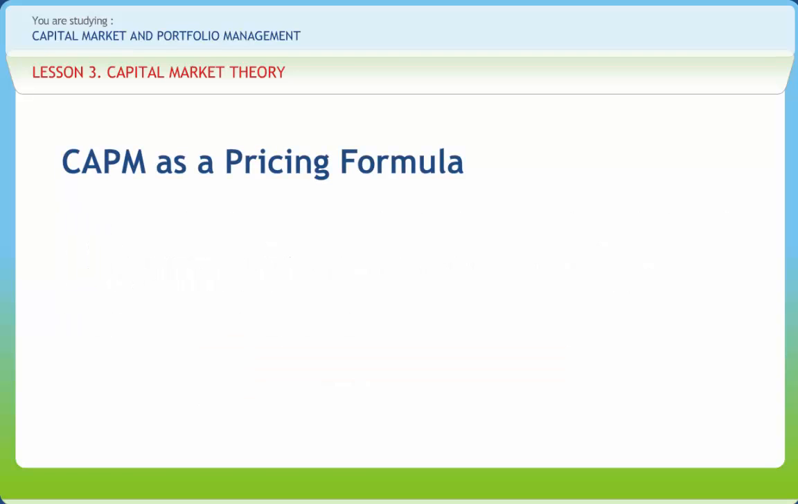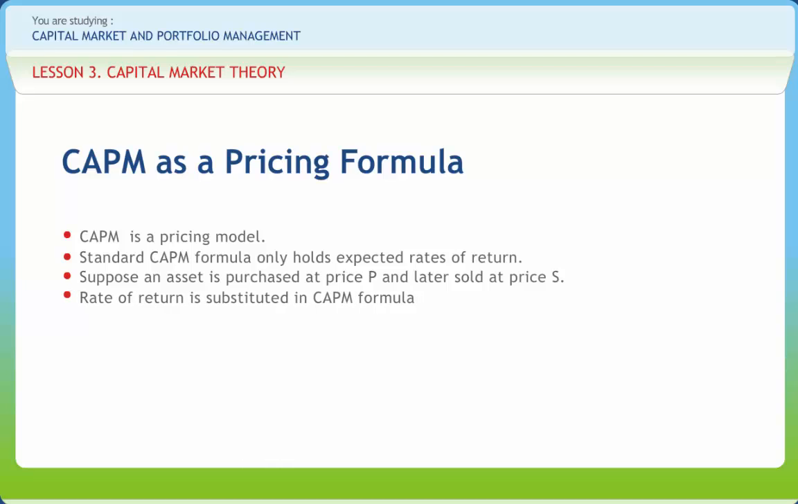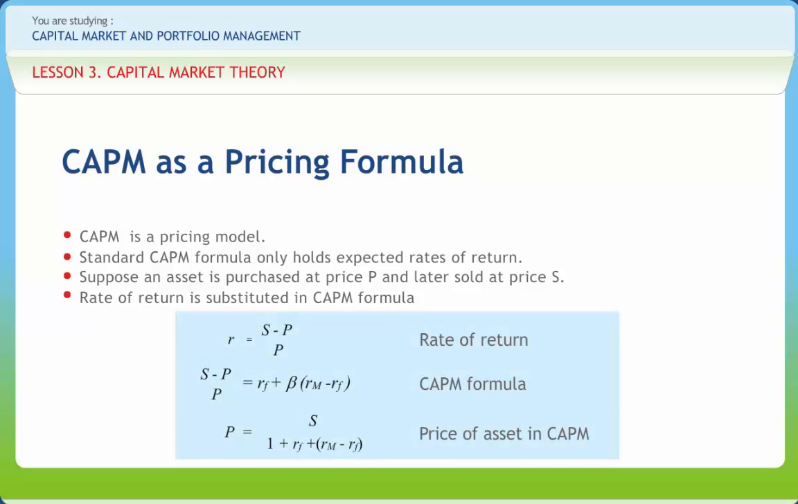In this slide, we discuss CAPM as a pricing model. As we know, the standard CAPM formula only holds for expected rates of return. Suppose an asset is purchased at price P and later sold at price S, then the rate of return equals the sold price minus the purchased price, divided by the purchased price. After that, the rate of return is substituted in the CAPM formula.